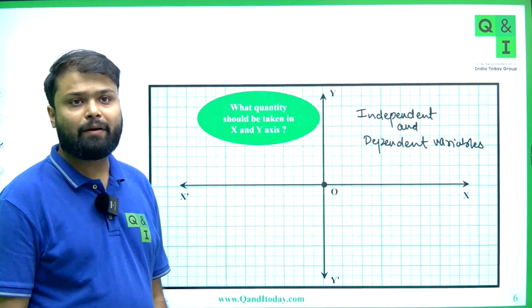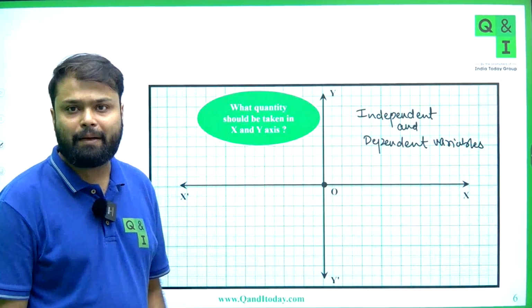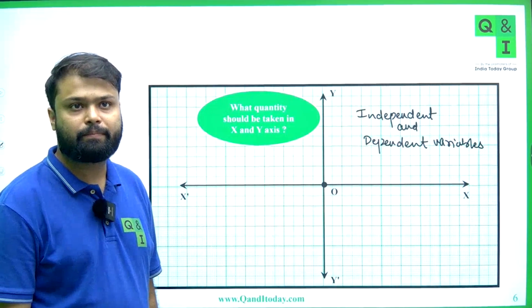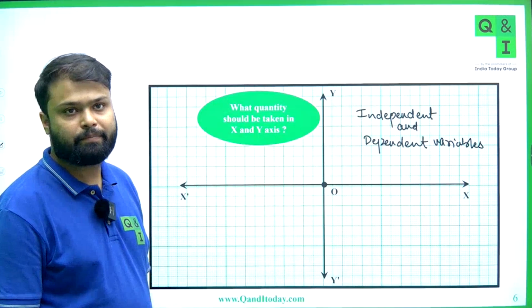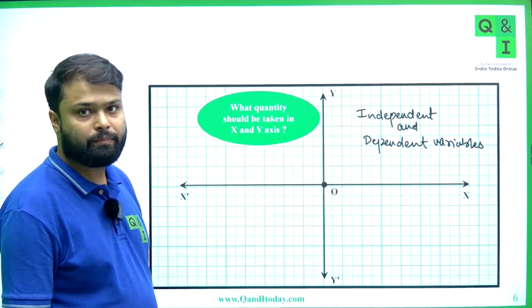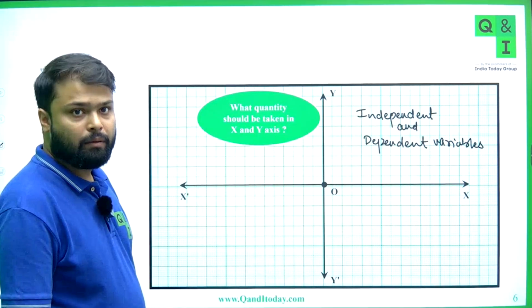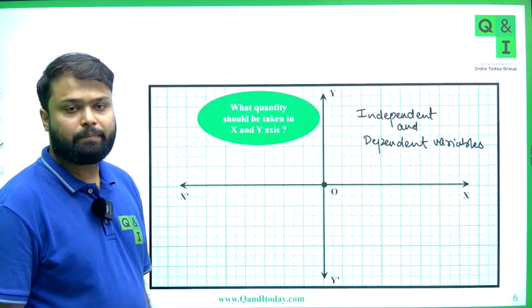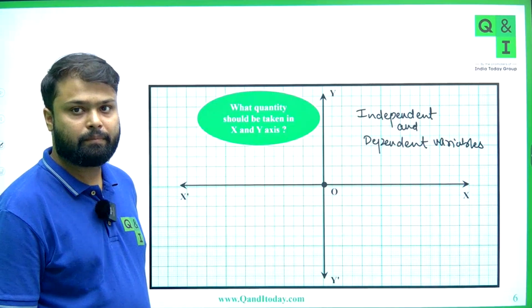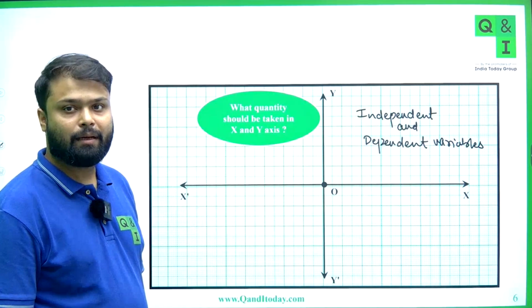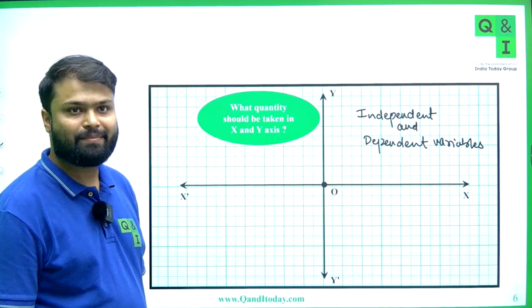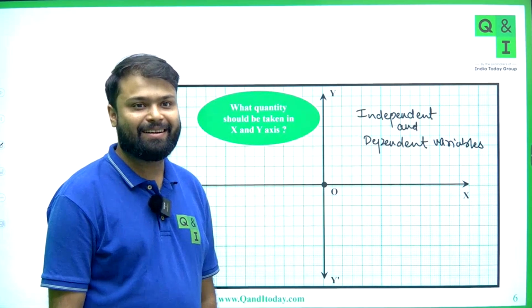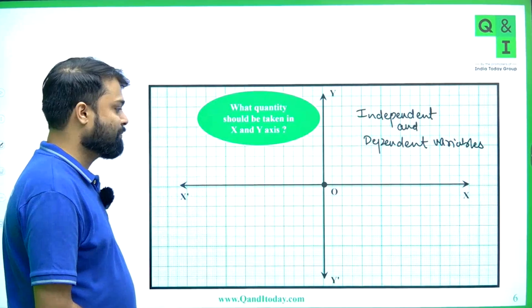Does anyone have any idea what an independent and dependent variable is? Sir, I think dependent variables are those that depend upon something. Okay, and what are independent variables? Those that don't depend on someone or something, the opposite of dependent.